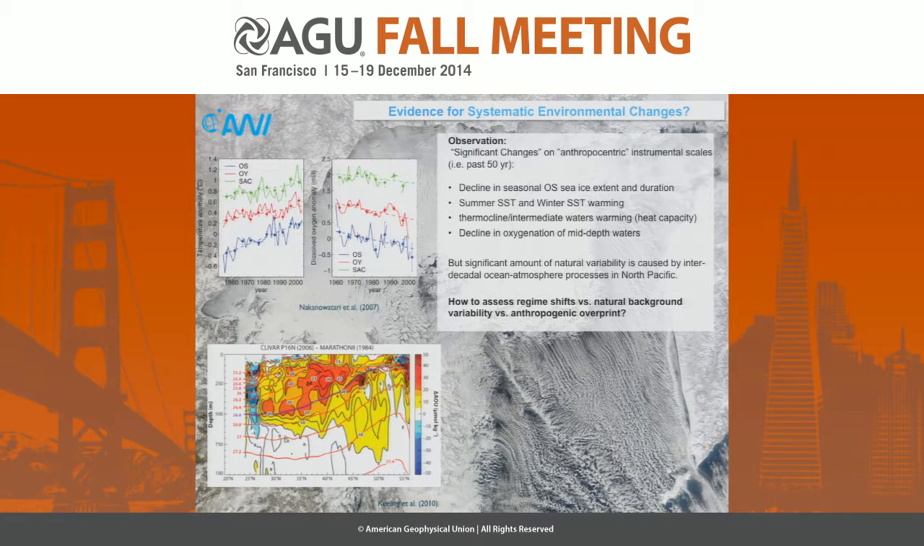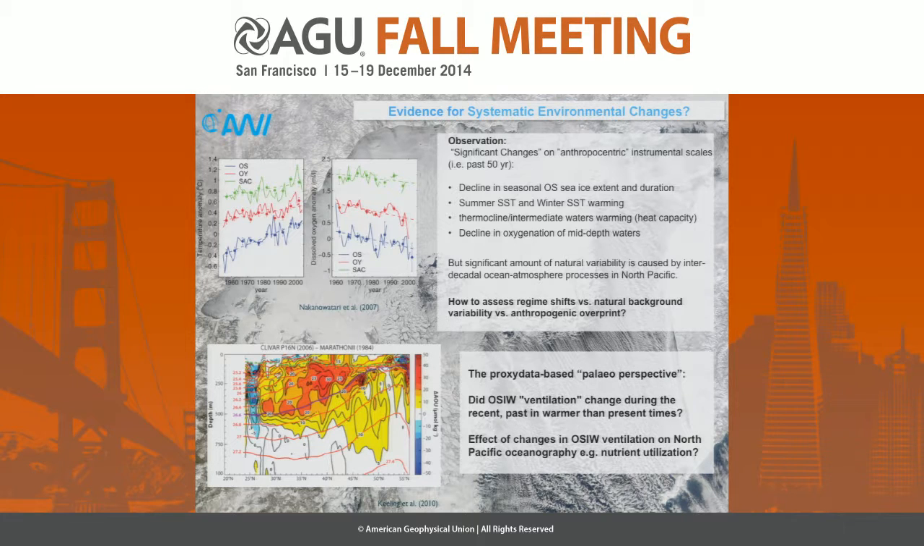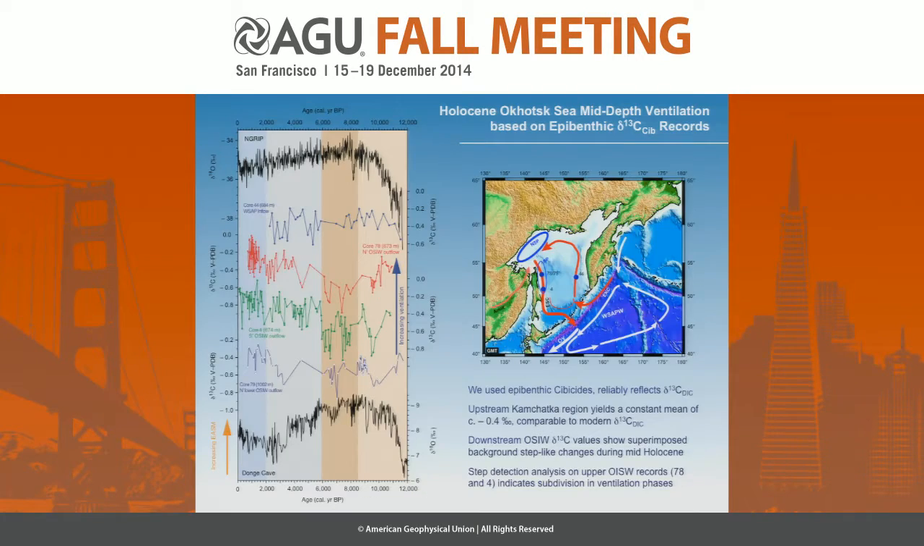So one of the major questions we have is how to assess regime shifts and natural background variability versus possible anthropogenic overprints. That's where we come in from the proxy data side. Did the Okhotsk Sea intermediate water ventilation change during the recent past and warmer present times, and what are the effects of changes in this ventilation on North Pacific oceanography and potentially also on nutrient utilization?